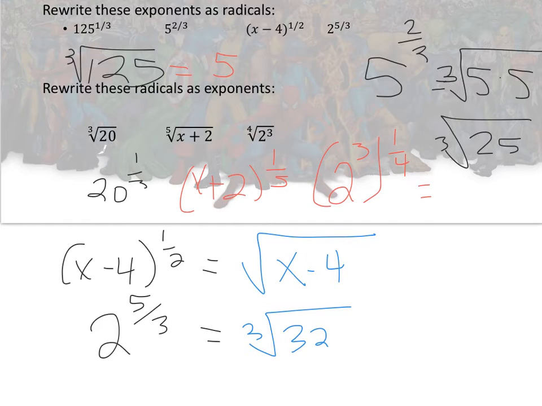Alright, hopefully you did these problems on your own, and if you didn't, I guess you can always rewind. What you'll see is this one's pretty straightforward. This can be written as x plus 2 as a quantity to the 1/5 power. That's what the fifth root means.